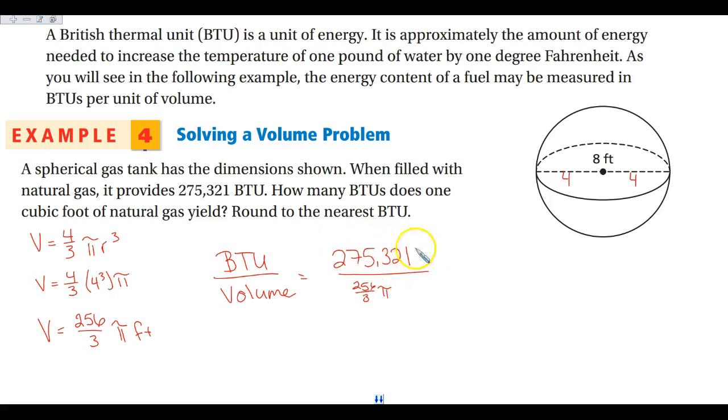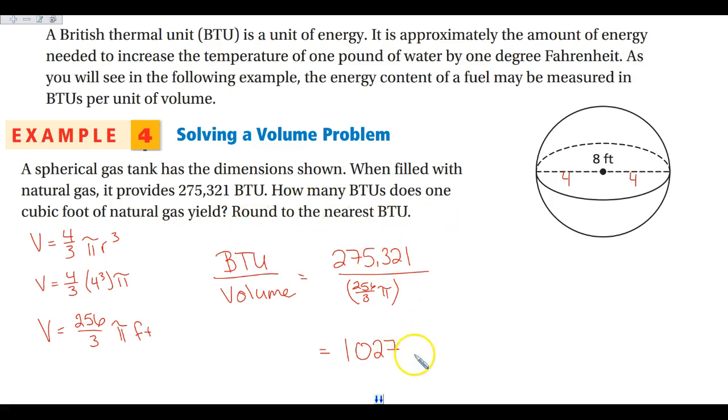Okay? So when I put this divided by this in my calculator, just like we did before, you need to put parentheses around this. Actually type in the parentheses so that you're not dividing by 256, then multiplying by 3, and then dividing by pi, doing weird things, okay? So make sure you put all this in your calculator in one shot, and then you're going to divide that out by that 275,000. So when I put this in the calculator, you should get 1027 to the nearest whole number.